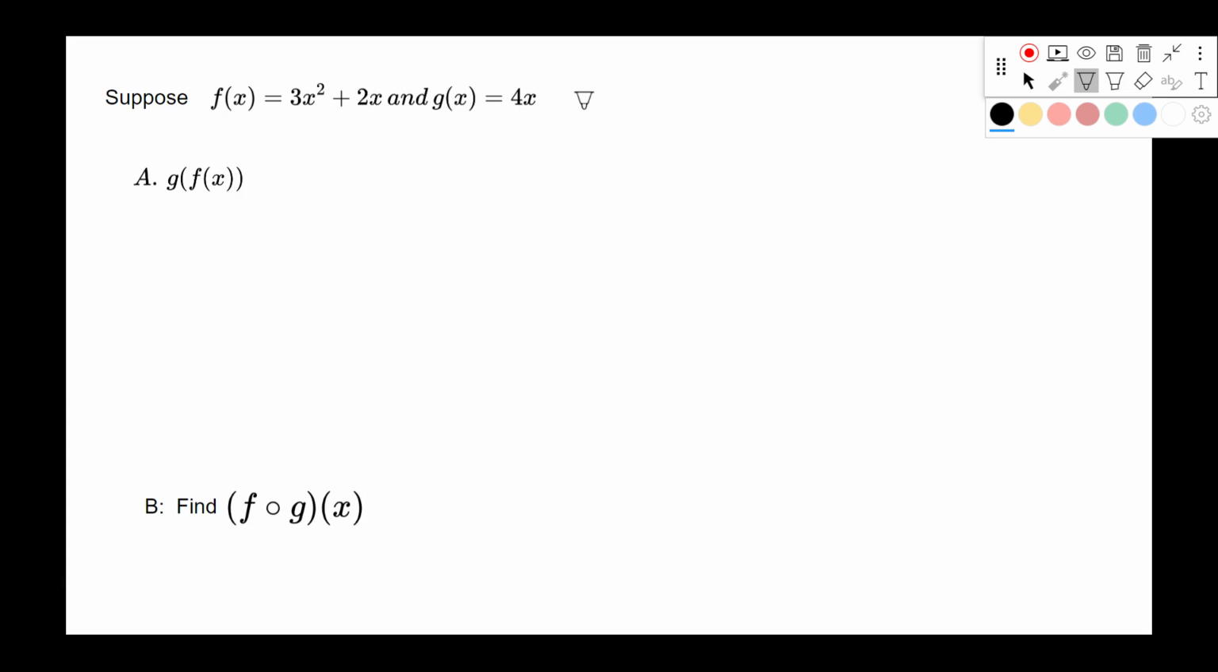All right, that's how we're going to do this numerically. Let's try to make it a little more complicated and try to do it algebraically without numeric values. So I want to take these two functions and I want you to find for me g of f of x.